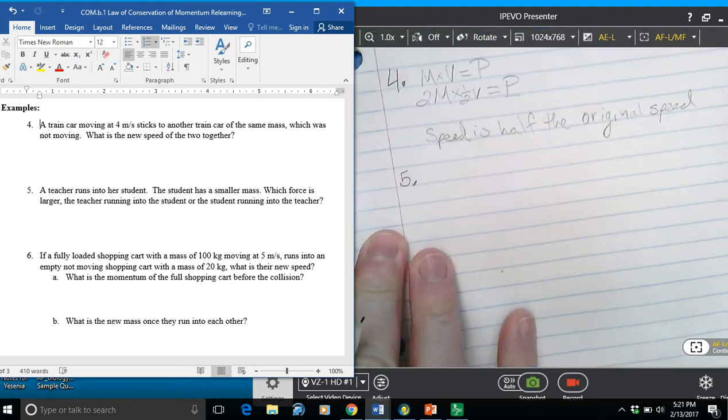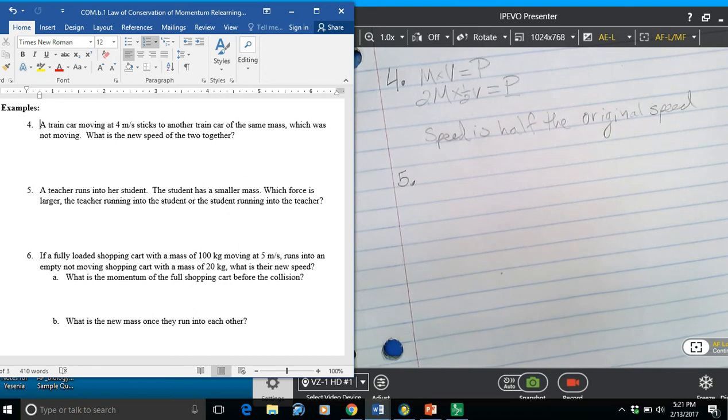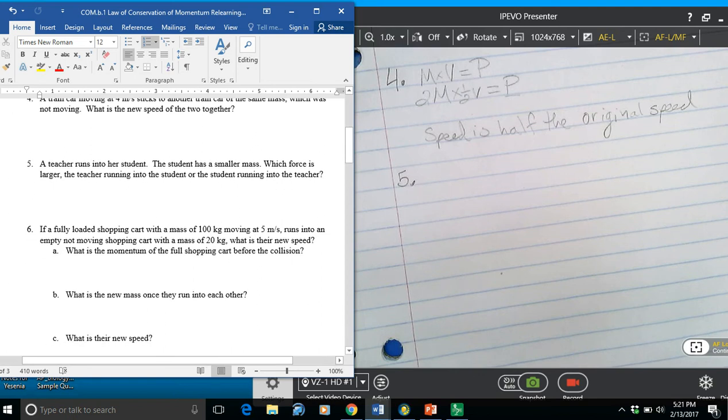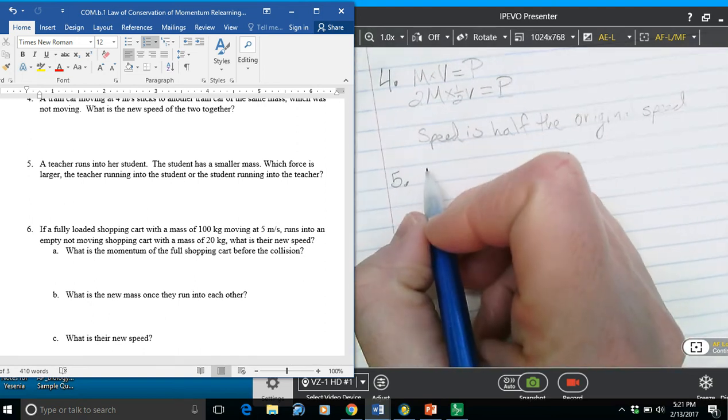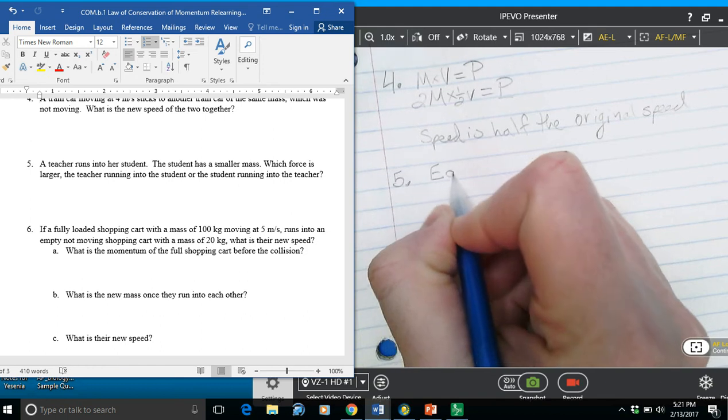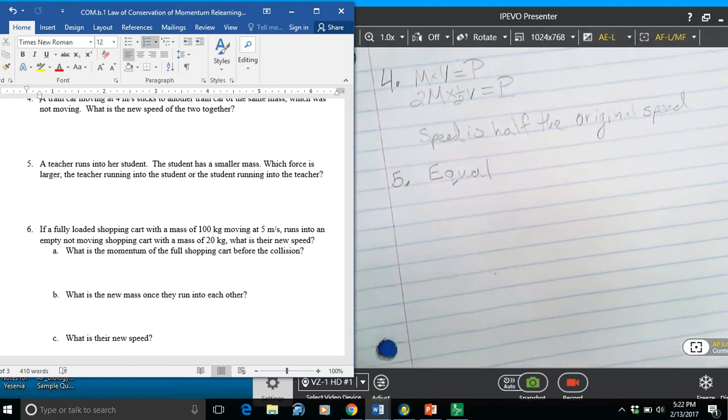Looking at number 5, number 5 says a teacher runs into her student. Picture me running into one of my students. The student has a smaller mass. Which force is larger, the teacher running into the student or the student running into the teacher? Forces are always equal. So they are equal.